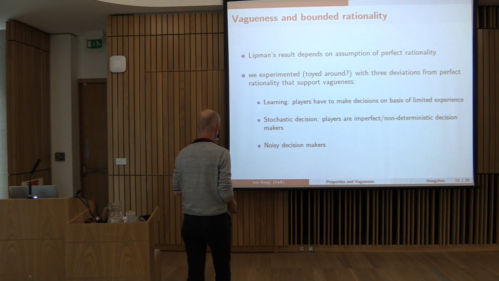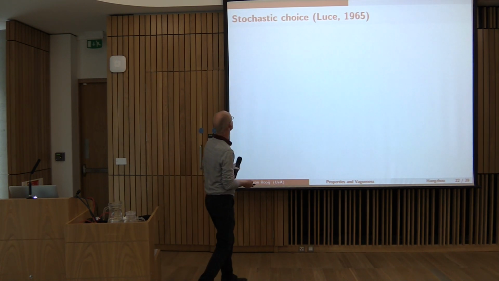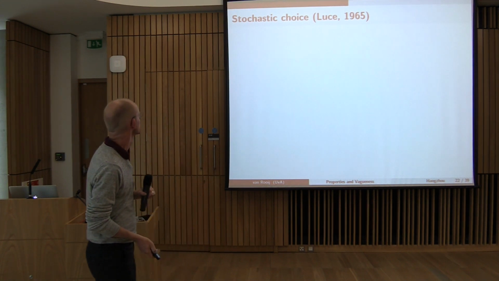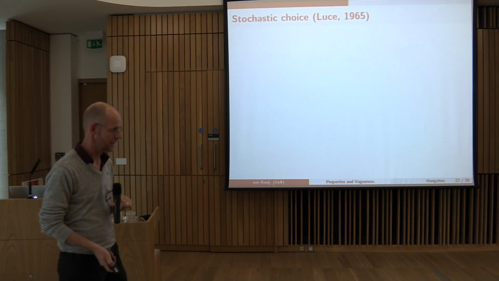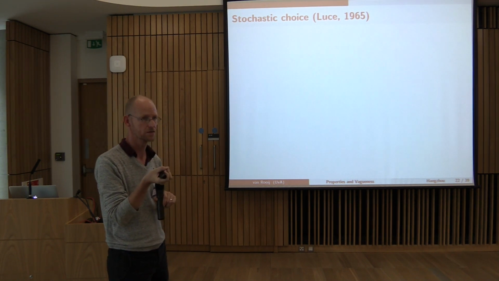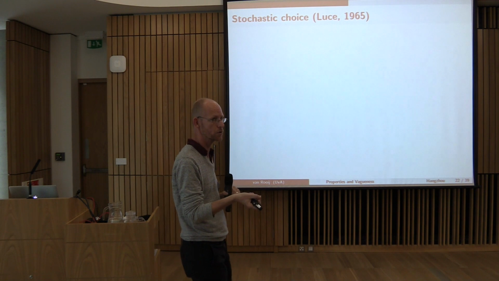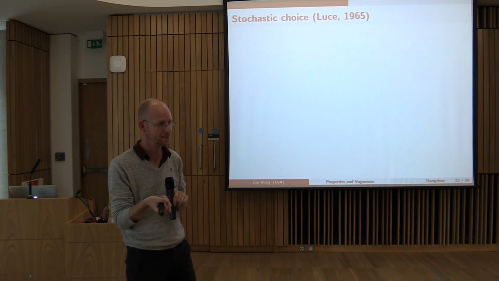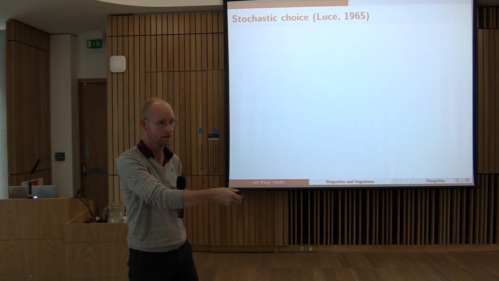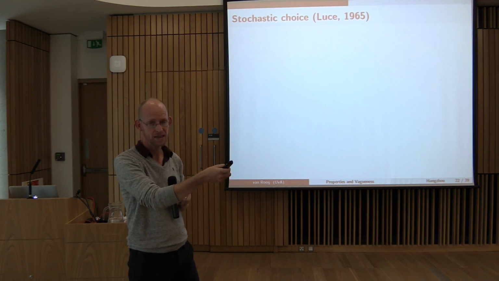There are several ways to do that, and one of them is to go for stochastic choice analysis. Normally, if you use standard decision theory, standard choice theory, you're expected to pick the action that has the highest expected utility, and only that one. That's the best action.